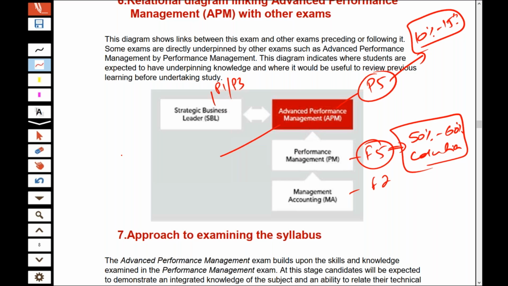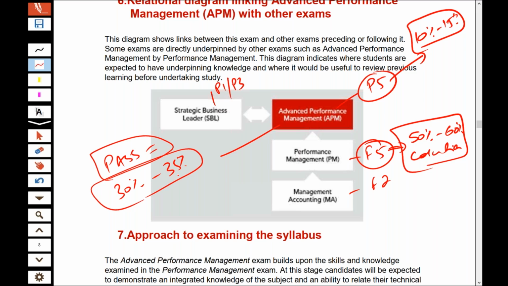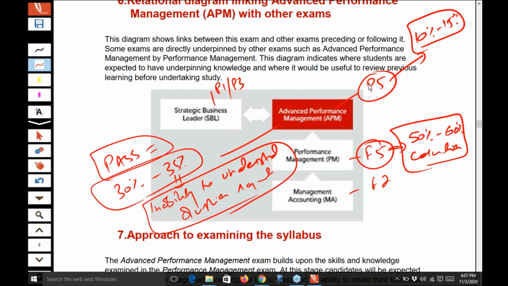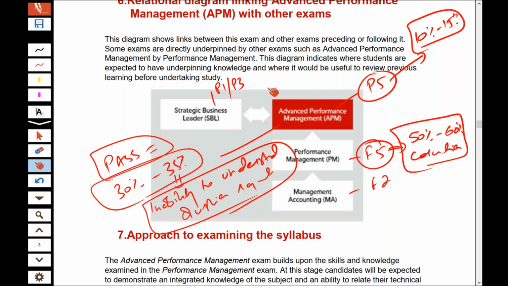The pass rates for the paper P5 are unfortunately very low. They're between 30% to 35%. That's what the pass rates have been in this P5 paper. And the major reason for this is the students' inability to understand the question requirements. That has ultimately led to students failing in this P5 paper. So what we would be doing is focusing upon the examination questions, focusing upon the requirements of the question, and then discussing past paper questions.